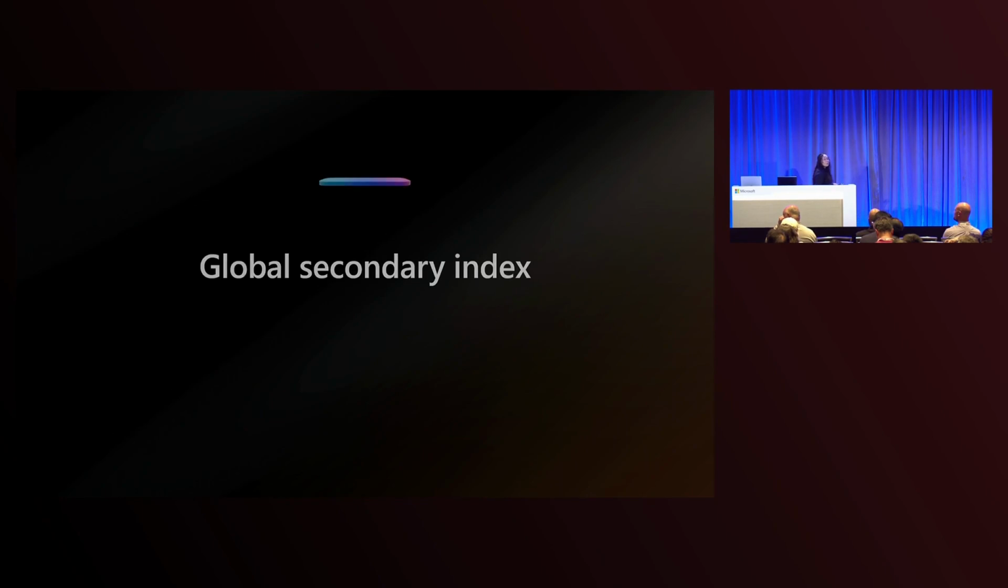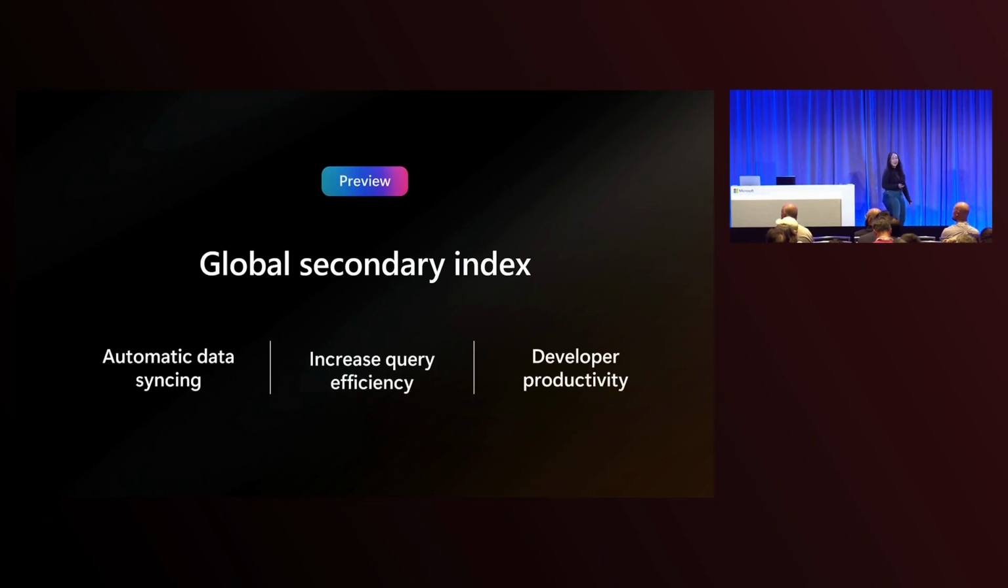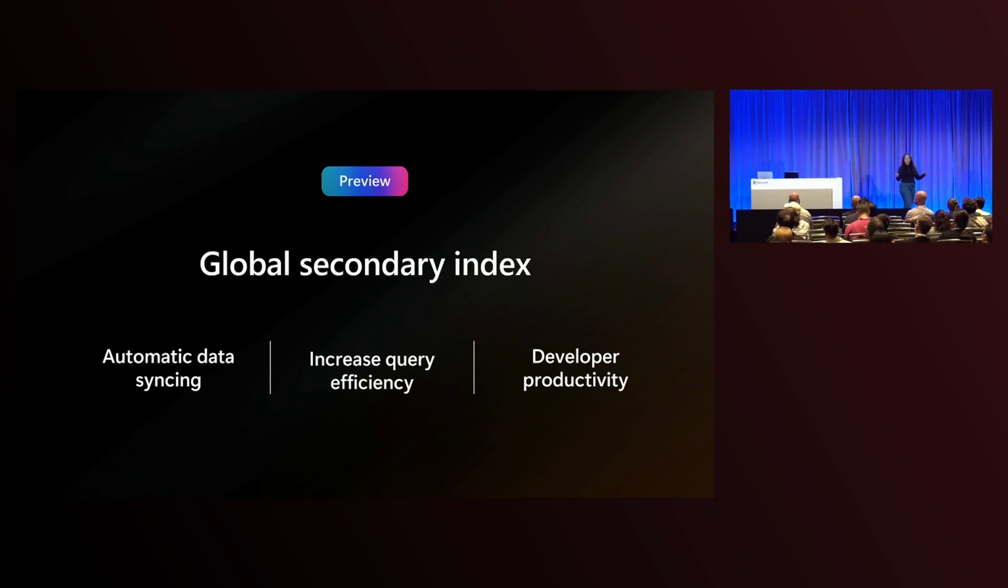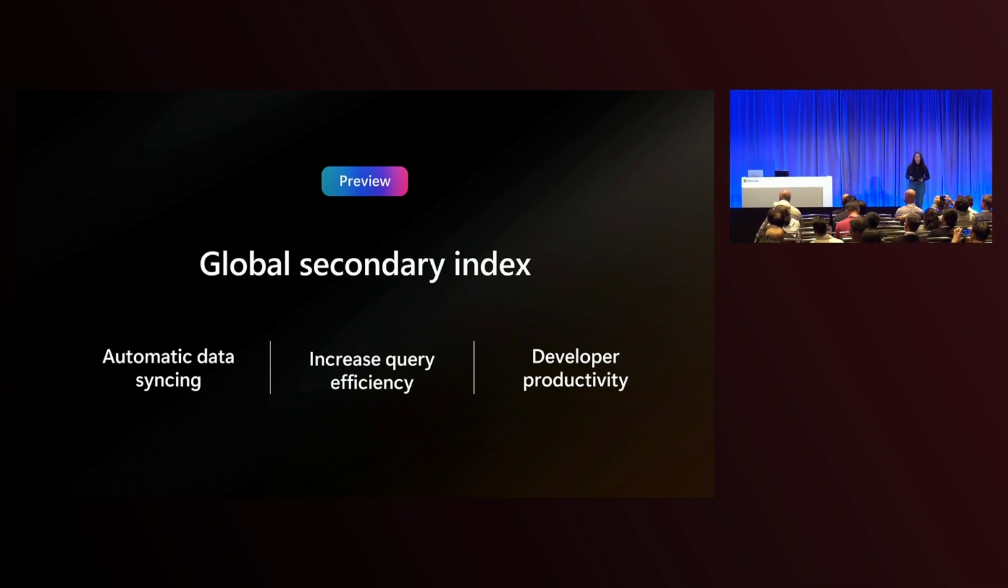All right, so we just saw an example of global secondary index, which was announced this week at Build in preview. We saw how it uses automatic data syncing so that you only need to do your updates into the source container, and they're automatically replicated into your GSI container. We saw how it can increase query efficiency and combine with other query efficiency features like composite indexes in Cosmos DB. And it also improves developer productivity. As a developer, I don't need to worry about manually syncing these containers. I don't need to manage writes and conflict resolution and errors. It's all handled automatically for me.